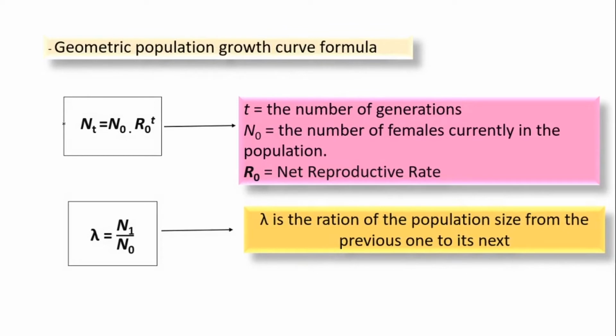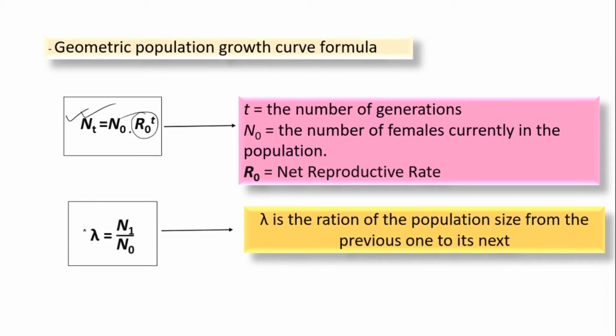The geometric growth curve formula is nt equals n0 into R naught to the power t. R naught is the net reproductive rate, that means the birth of individuals by a female individual at a time under no environmental limiting factors. And nt is the final population size after t time, and t is the number of generations.